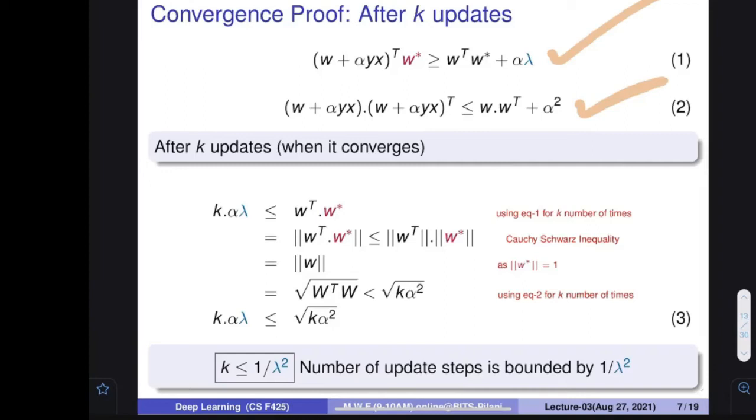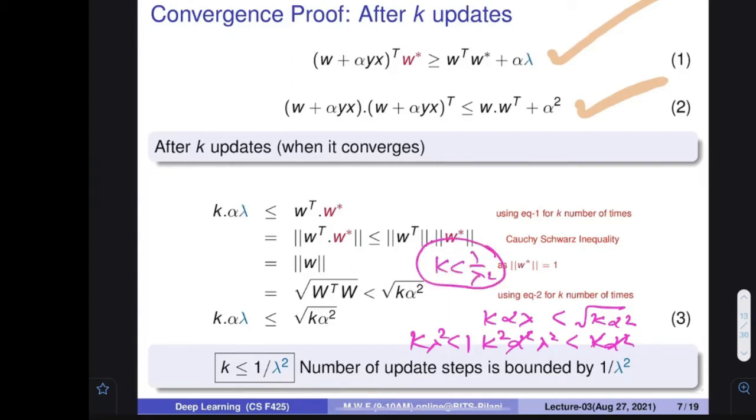Now we have the equation: k times alpha lambda is less than the square root of k alpha squared. So k squared alpha squared lambda squared is less than k alpha squared. Okay, alpha squared goes away, and I think k also goes away. So k alpha lambda squared is less than 1. So we can say that k is less than 1 upon lambda squared. Okay, we can find out this equation: k is less than 1 upon lambda squared.